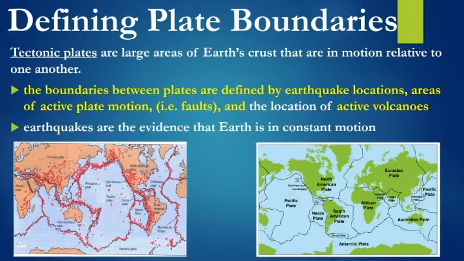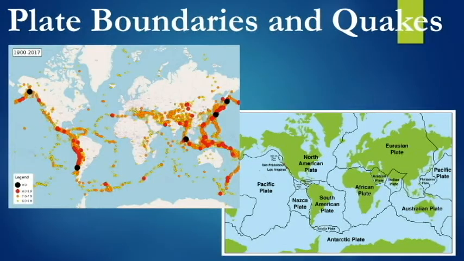So how do we even define a plate? How do we know where the edges are? How do we actually figure that out? Well, it all comes down to earthquake locations, where we see active plate motion. So, where are the fault lines, where are the major cracks at least, and where are the volcanoes? You put all those together and you come up with basically a plate map.